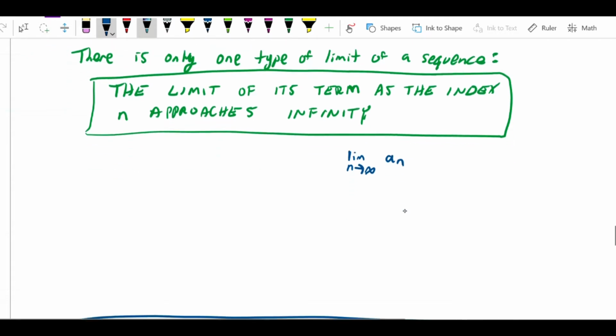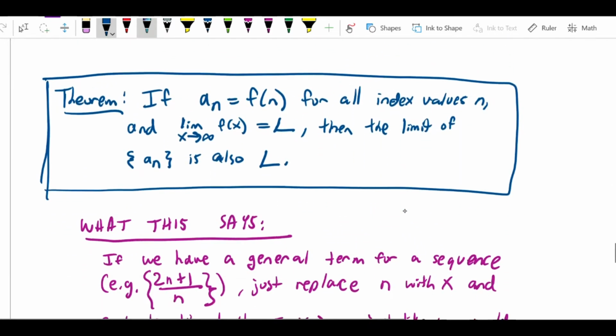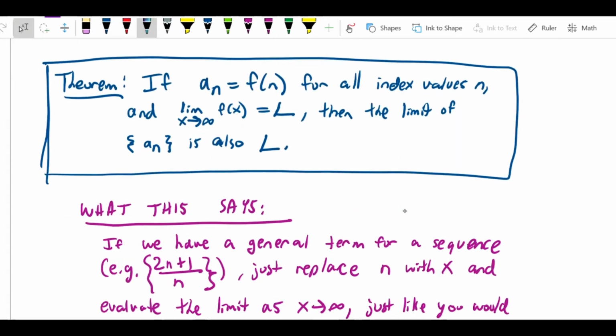So here's the basic engine of how we're going to evaluate that. This is the important theorem. It says that if a_n is equal to f(n) for all index values n, where f is some function whose domain is the real numbers, and if the limit as x approaches infinity of f(x) equals L, in other words, if it exists and equals a number L, not if it equals infinity, not if it's undefined in some other way, then the limit of the sequence is also L.